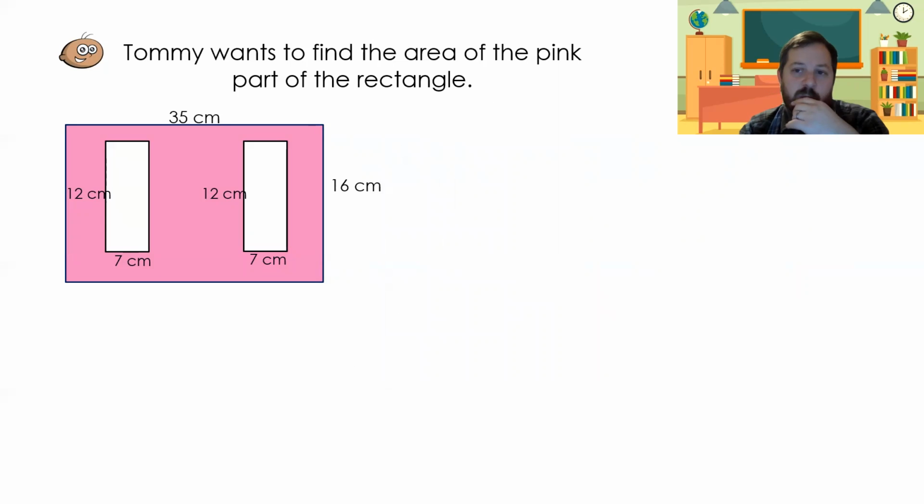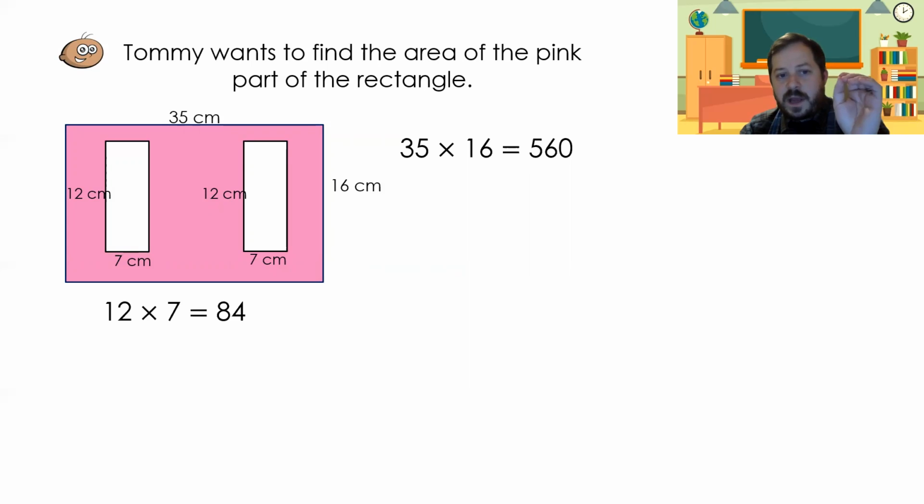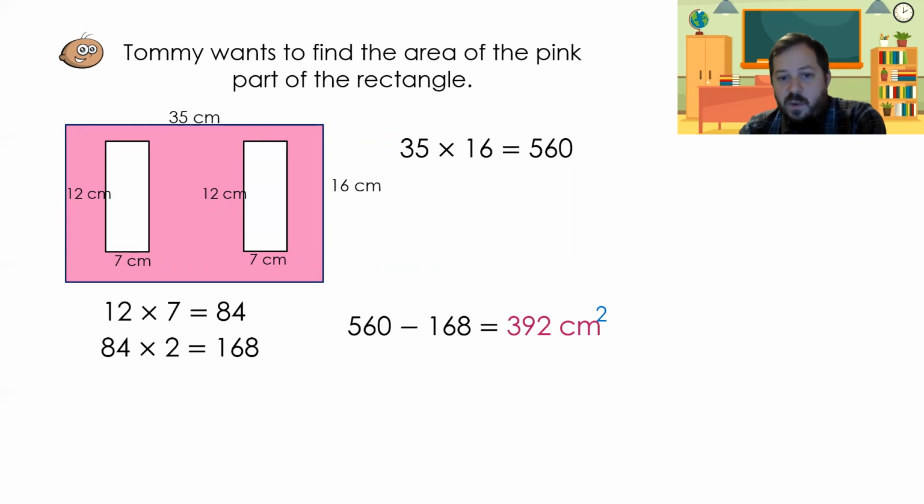And now we need to take away those white bits. So we need to work out, that's our total area. We need to work out how much each of those areas are. We can find out that that's 12 times 7 twice, because that's what our measurements tell us. So either we can do 12 times 7 is 84, and then add 84 to 84 to get 2 of them, or we can times it by 2 to get 168. Then we just take away those white areas from the total area, so 560 minus 168, and that gives us a final answer of 392.